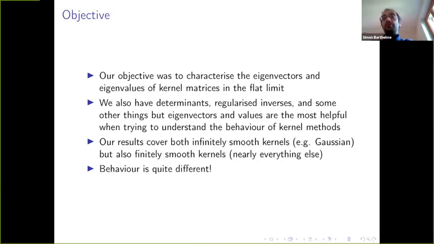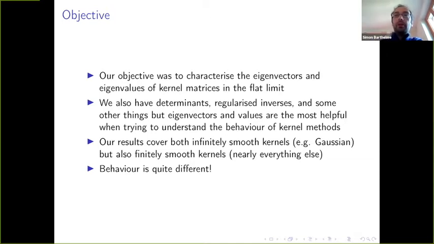So our objective when we started this was to characterize the eigenvectors and the eigenvalues of kernel matrices in the flat limit. We wanted to get not just the order of the eigenvalue, but its approximate value, the coefficient that comes along with the order. There's a bunch of other stuff we have from these results as well, determinants, regularization, but it's mostly the eigenvectors and eigenvalues that are interesting when you look at the limiting behavior of kernel methods.